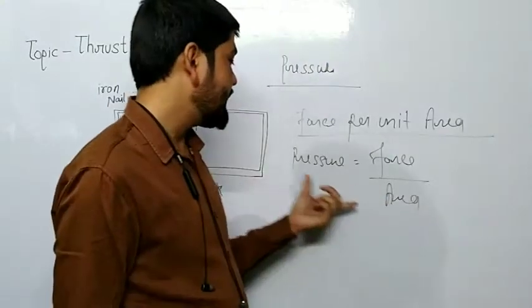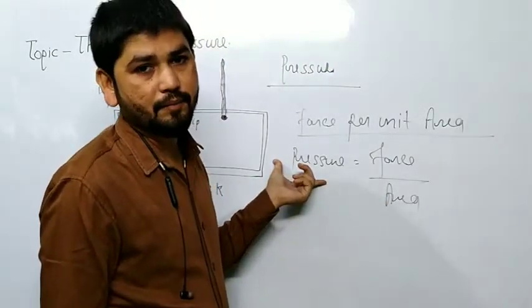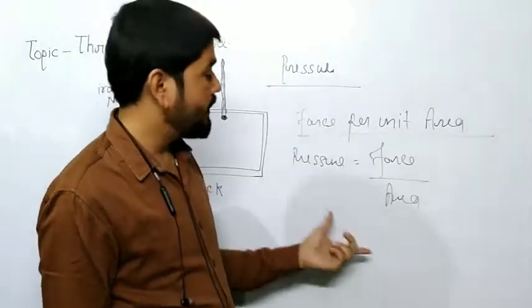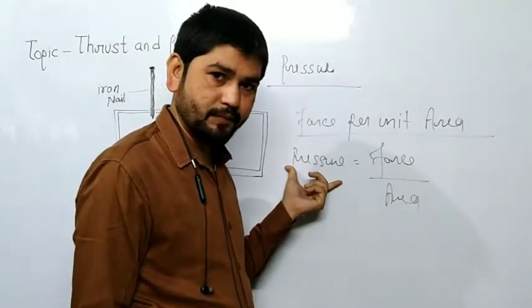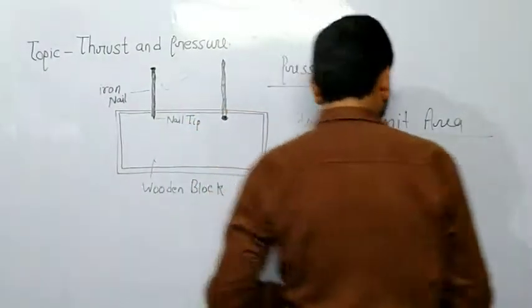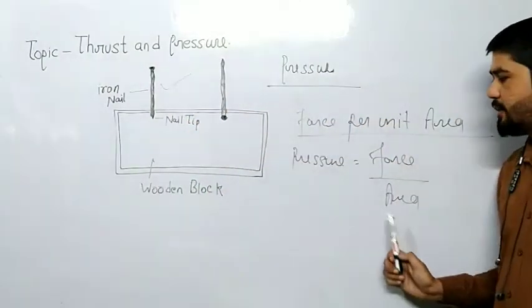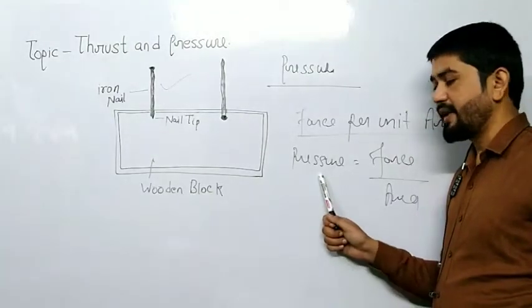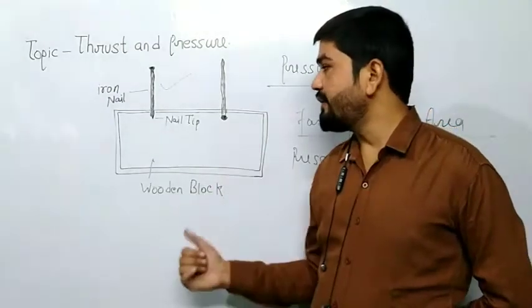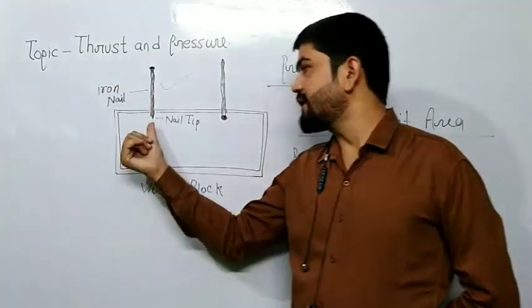If area is less, pressure is more. If area is more, pressure is less. See here guys, if area is less, pressure is more. If area is more, pressure is less. That's why we apply more pressure where area is less.